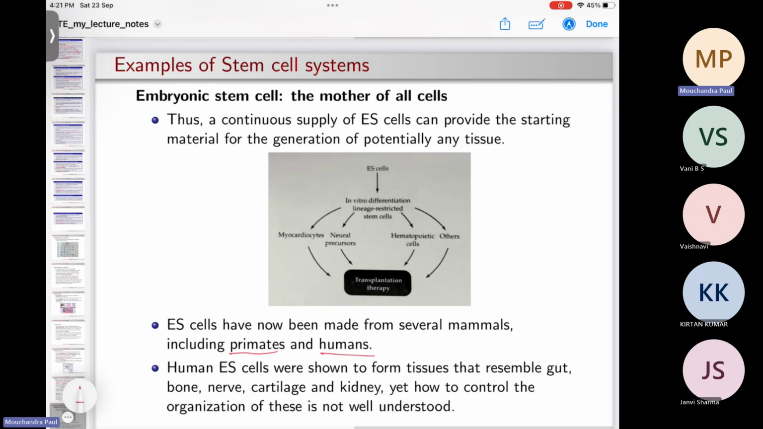If we are able to find a continuous source of embryonic stem cells, then it is possible for tissue engineers to generate any kind of tissue. We can basically create any kind of tissue if we can find a continuous source of embryonic stem cells. And also we have to understand how to control the differentiation of these embryonic stem cells into a particular lineage. So these two things we need in order to use this stem cell system.